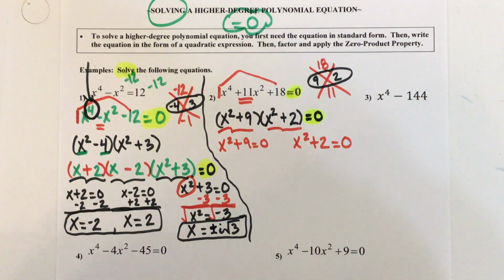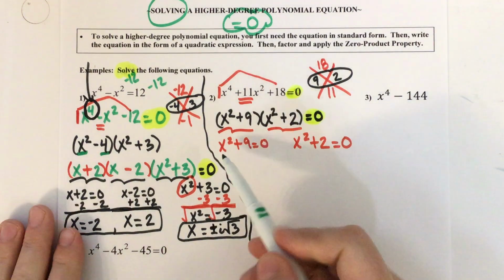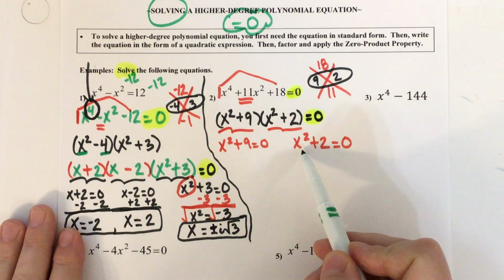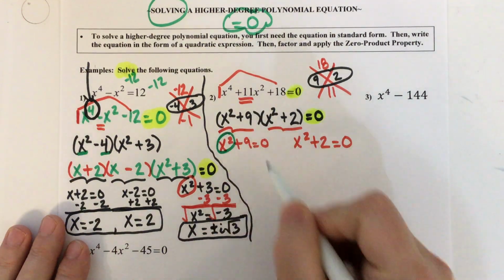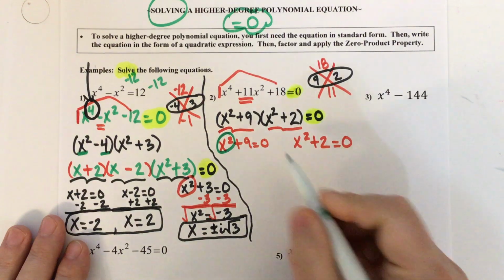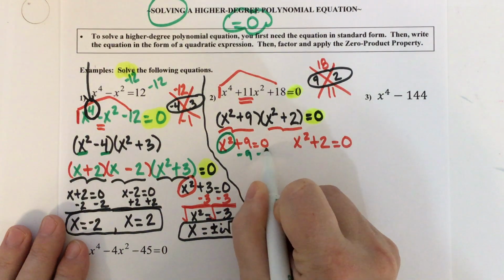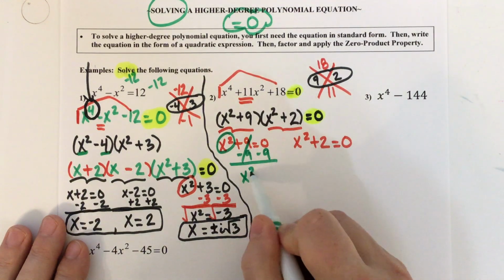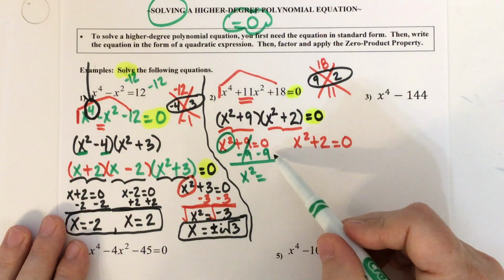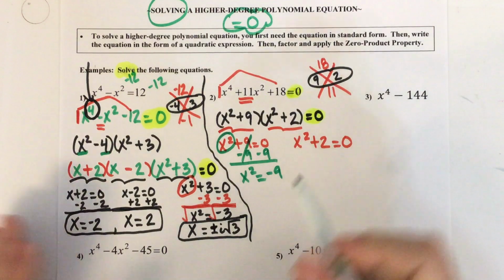Okay, neither of these have an x. They have an x squared and a constant, x squared and a constant. So because there's no x, I can do the square root method. My goal is to get x squared by itself and then square root. So to get rid of addition of 9, I'm going to subtract. And then x squared comes down. 0 minus 9 is negative 9.